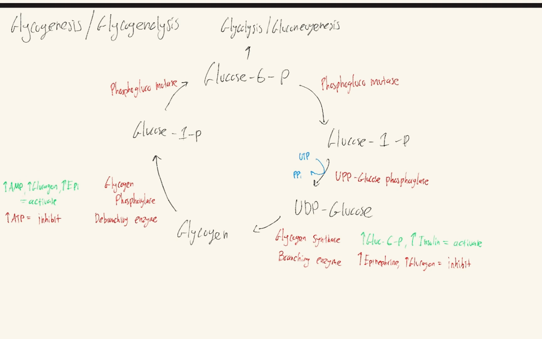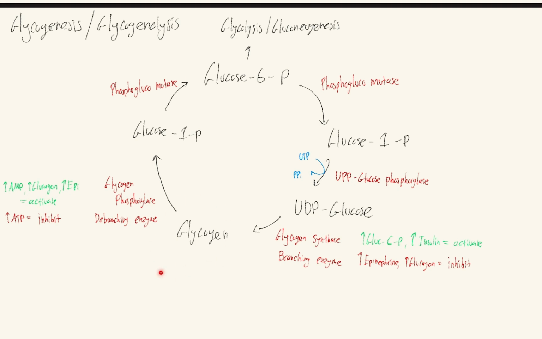In the same way that glucagon inhibited glycogen synthase, glucagon will activate glycogen phosphorylase. In the same way that epinephrine inhibited glycogen synthase, epinephrine will activate glycogen phosphorylase. Here, ATP will inhibit glycogen phosphorylase, and this makes perfect sense. If we have tons of ATP, we're already energetically satisfied. Why would we break our storage to produce more glucose that we're not going to use? This will act as an inhibitor.